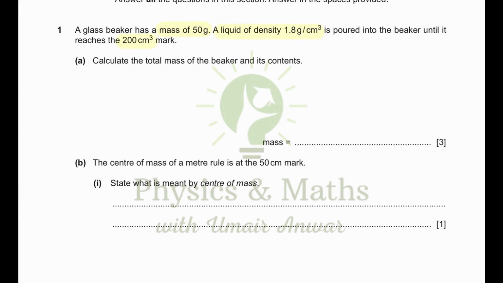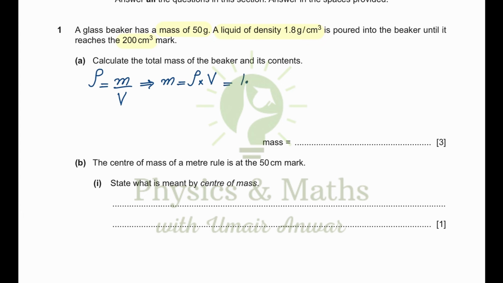Calculate the total mass of the beaker and its contents. So now we have to find the total mass, which includes the mass of the liquid and also the mass of the beaker in which it is poured. So the formula which relates density, mass, and volume would be used here. I'm writing rho is equal to m upon v. So mass would be equal to the product of density and the volume.